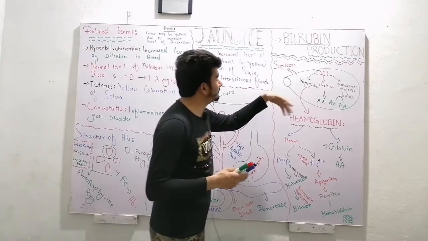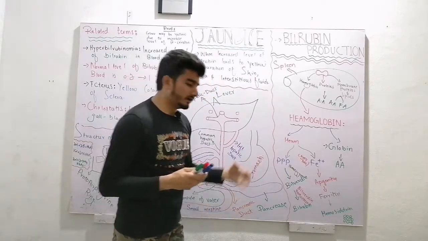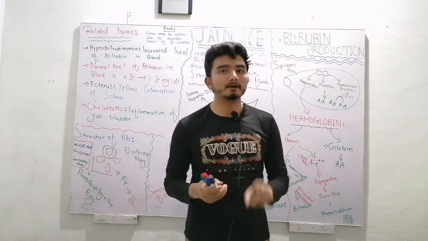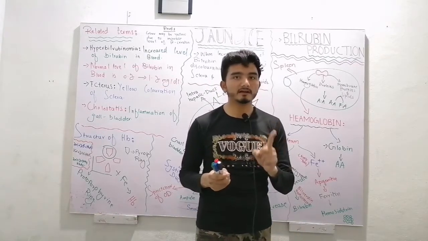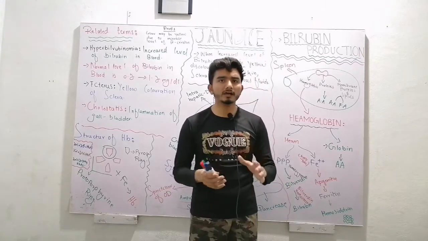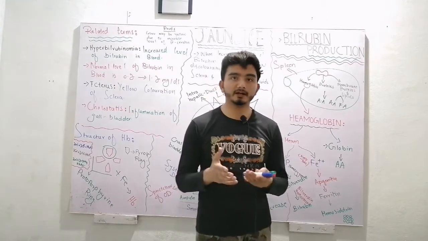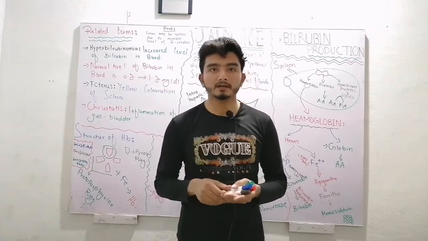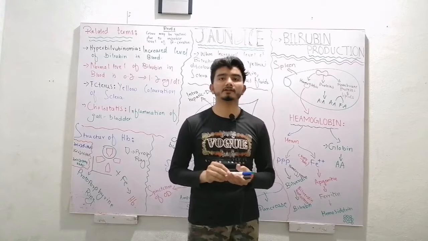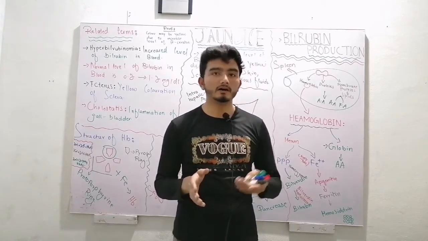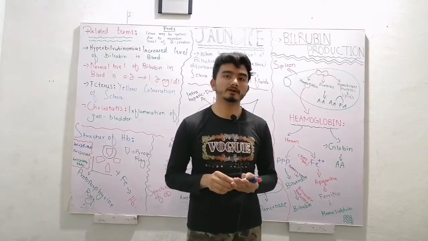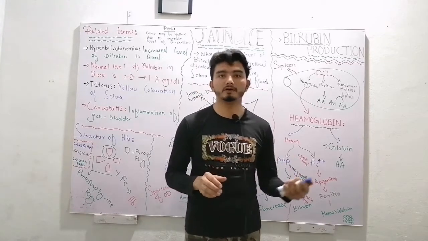So how does bilirubin production occur? There are three terms related to jaundice. The first one is called pre-hepatic jaundice, another is called hepatic jaundice, and the last one is called post-hepatic jaundice. If there is abnormality in the circulatory system, if there is destruction of red blood cells, either intravascular or extravascular, it will lead to jaundice, and that jaundice is called pre-hepatic jaundice, meaning the liver is not involved in that case.